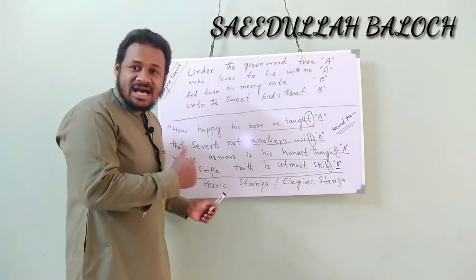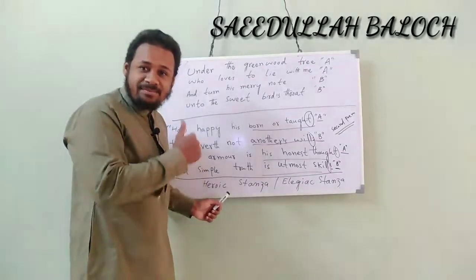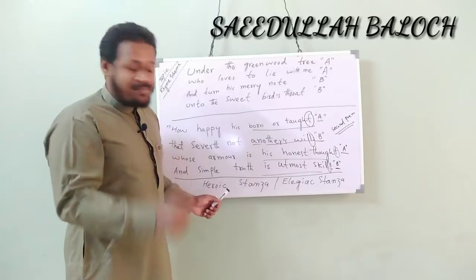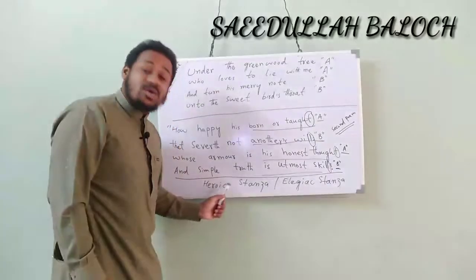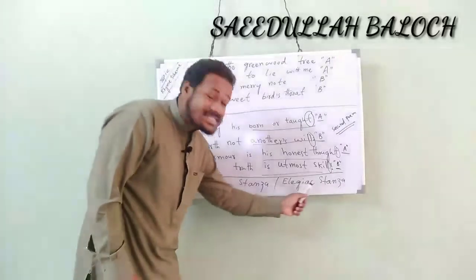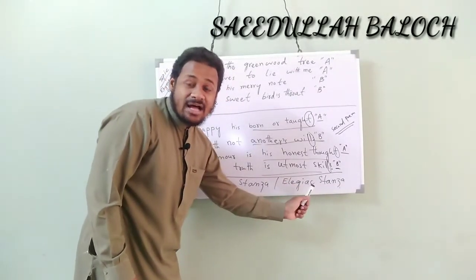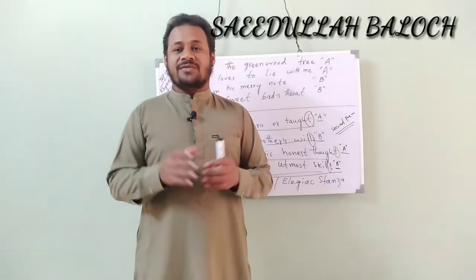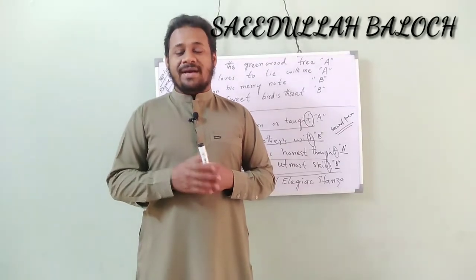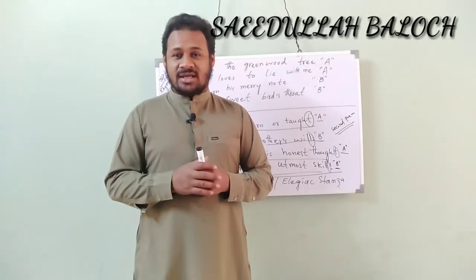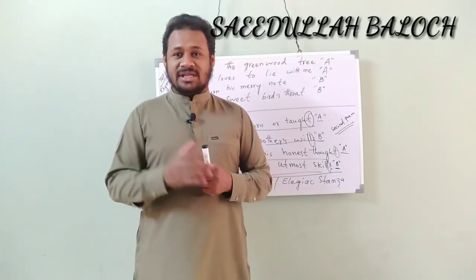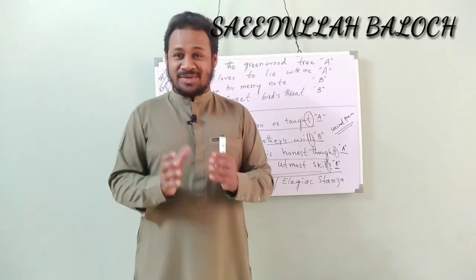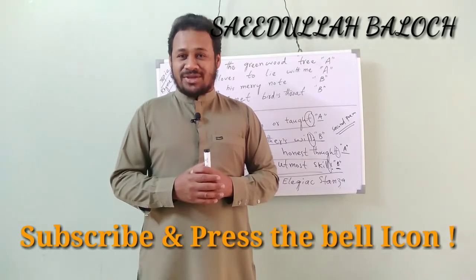This type of stanza ending with A, B, A, B, we call this type of rhyme scheme heroic stanza, or you can say elegiac stanza. All those things will be mentioned on the screen of this video. Hopefully you understood. Maybe I have delivered my lecture very fast and you could not understand, but I will try my level best to explain them in a slow manner so that you understand like you're sitting in a classroom.